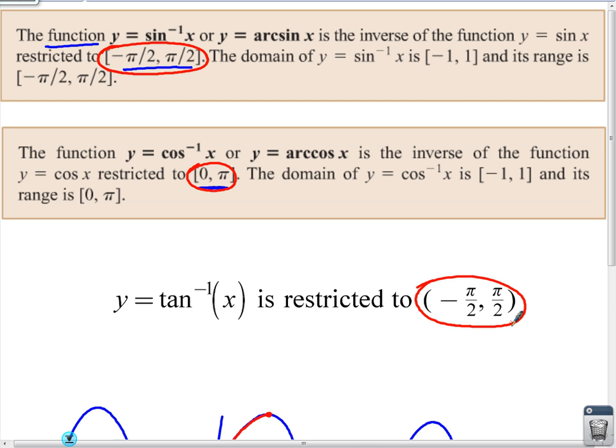Now, why are they restricted to different things? Why can we not restrict, let's look at it like this. Why can we not, we restricted sine from negative 90 to positive 90, from here to here.